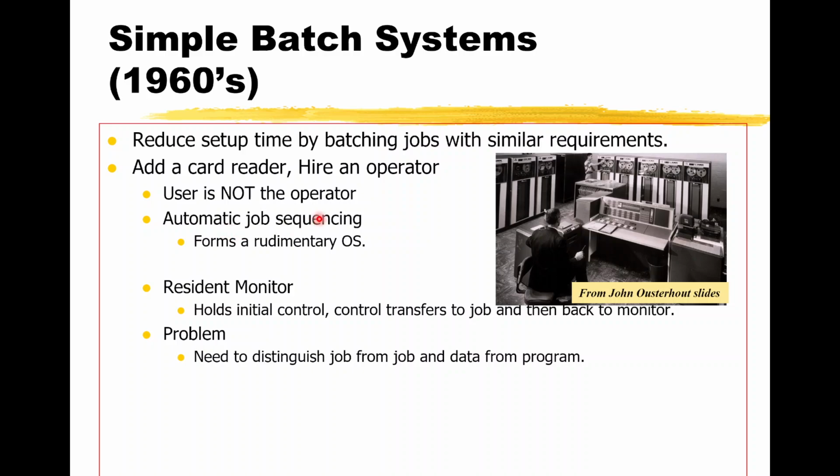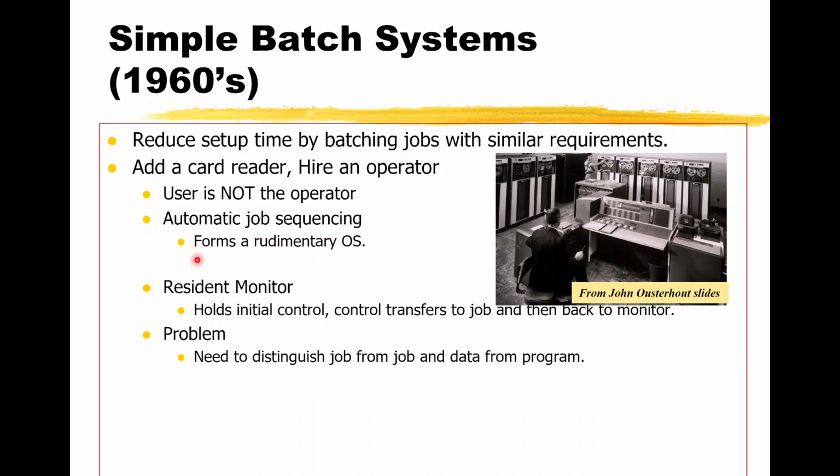Then in the 60s, there were the simple batch systems, and that was better. You had reduced setup time by batching jobs with similar requirements. So by this time, jobs that are similar could be run at the same time, so the system could kind of multitask in a way. You add a card reader, you hire an operator. So here the user is not the operator. You just set your job down, hire an operator to help you execute it, and it can go away, and then you wait for your outcome.